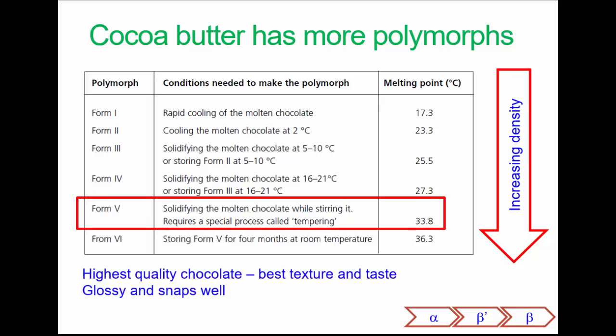Cocoa butter has about 6 polymorphs. You may again see other ways of describing them. There's a lot of debate about whether they're in fact crystal polymorphs, but we'll work on this basis. Form 5 is the highest quality chocolate with good texture, taste, glossiness and snap. So you would see this, for example, in Belgian chocolate. And as I said, the melting point is about the temperature of our mouth, which is about 34 degrees.